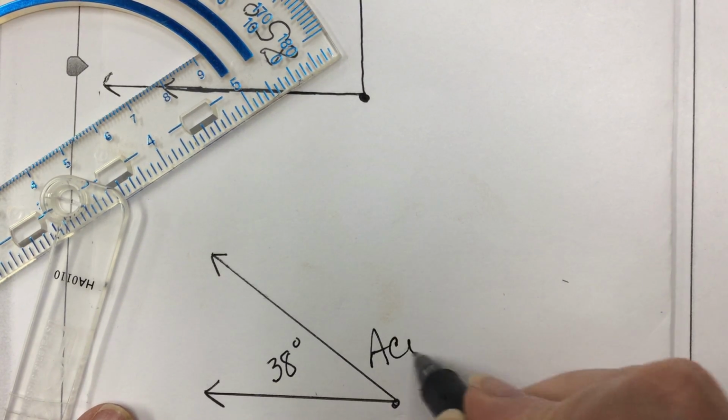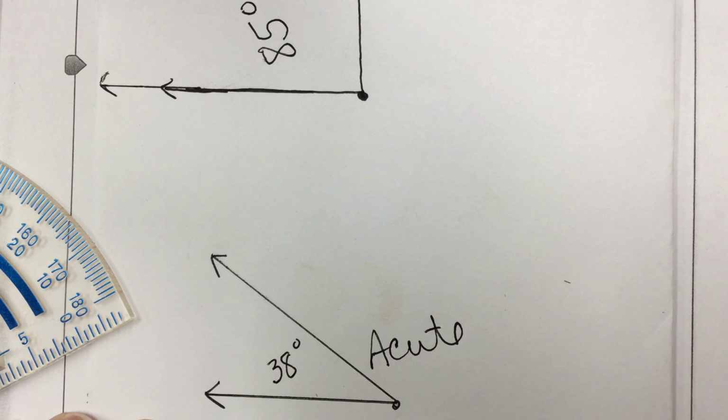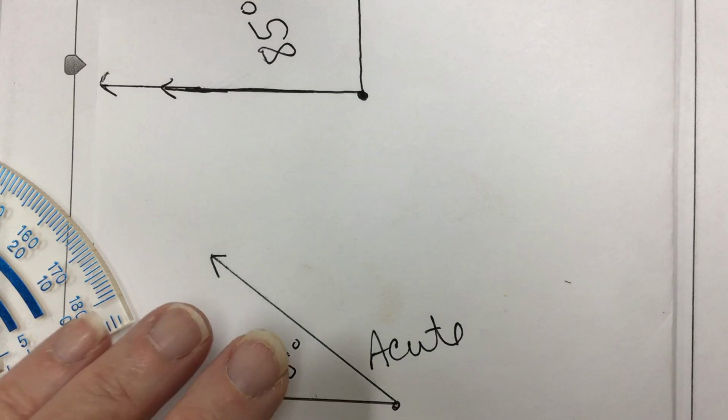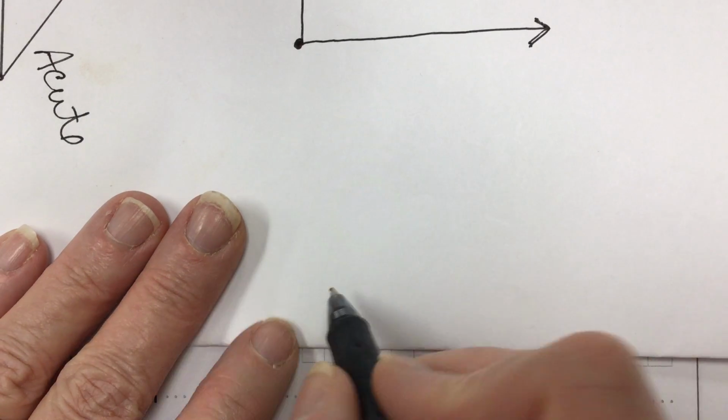We call this an acute angle, all right? Anything less than 90 is an acute angle. A right angle is 90 degrees. Anything greater than 90 but less than 180 would be an obtuse angle. So let me draw another angle for us to measure.